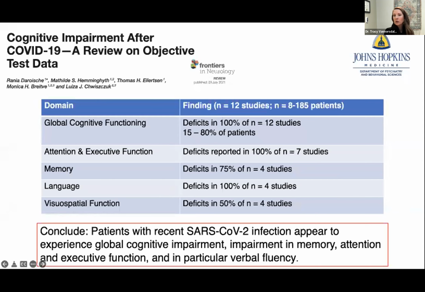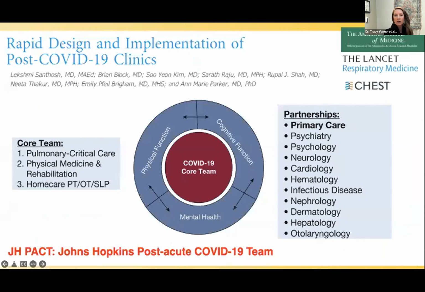This is also similar to what we're seeing out of our own data here at Hopkins. I know we'll be speaking about multidisciplinary teams later in this presentation, so I'll just briefly note that our approach at Hopkins has been to apply a post-intensive care unit framework for multidisciplinary care. And we have a very strong component of mental and cognitive health service provision, as well as routine screening for cognitive and mental health symptoms.